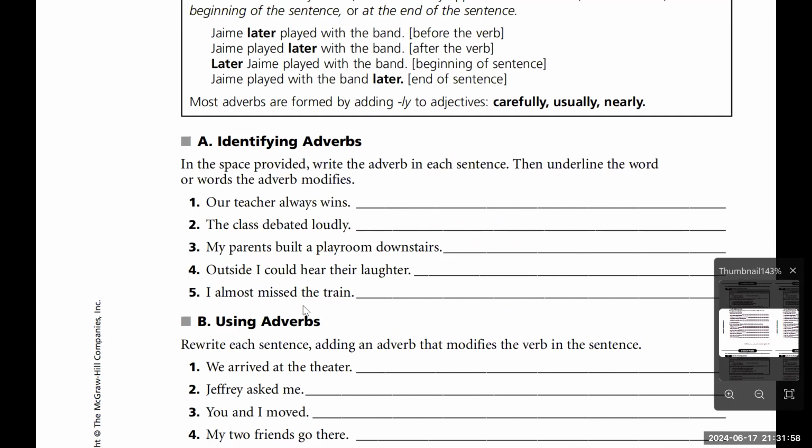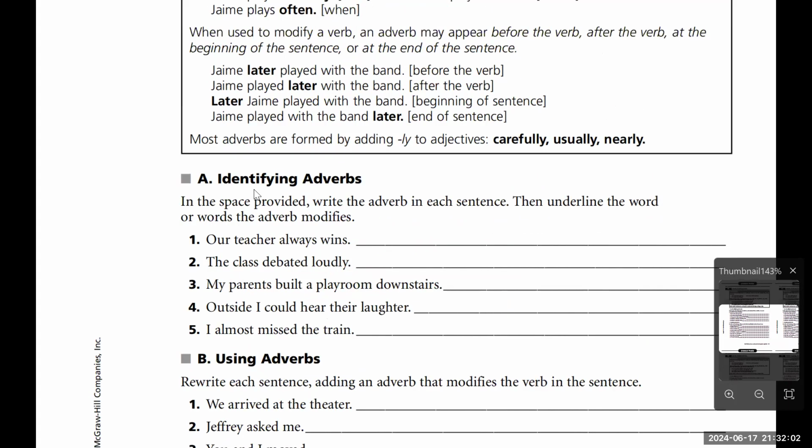So let's try to identify here. In the space provided, write the adverb in each sentence. Actually, let's not follow the instruction. Just tell me the adverb in these five sentences, and also the word that is being modified. Understand? Number one, please read. Our teacher always wins.